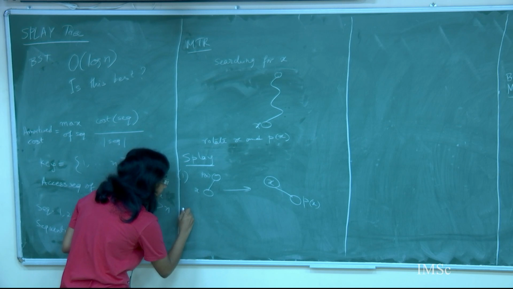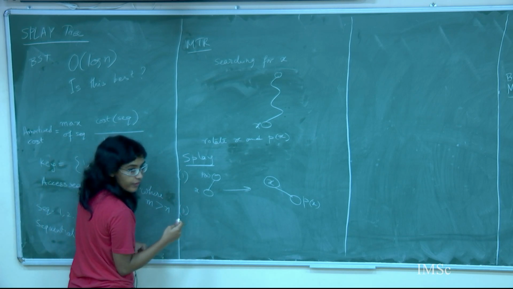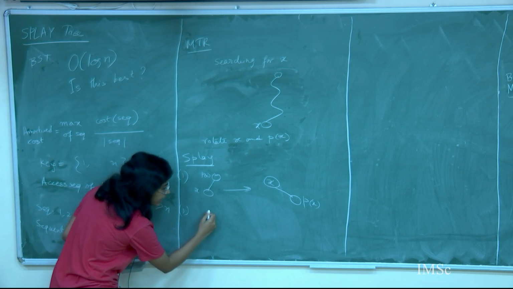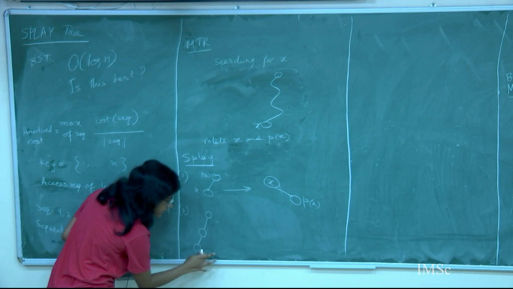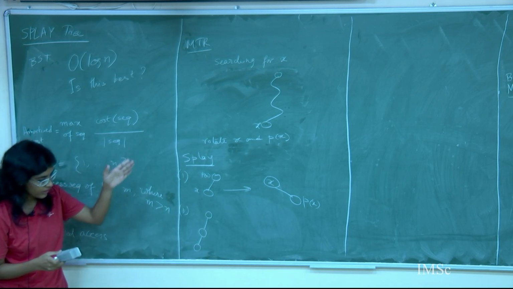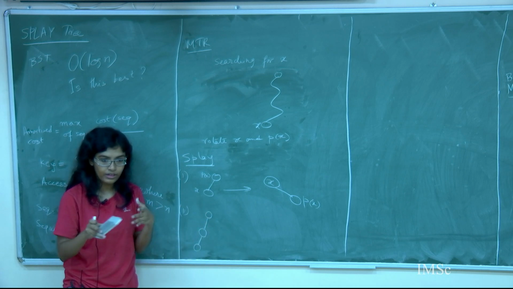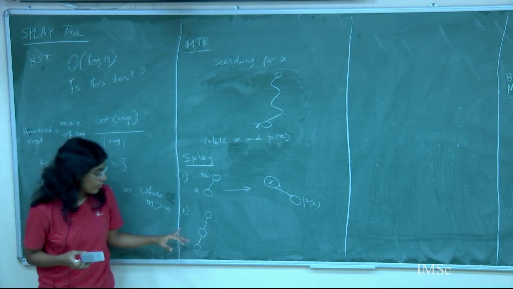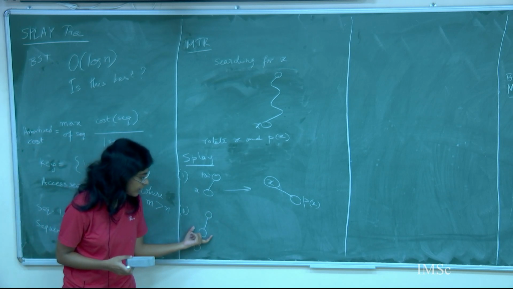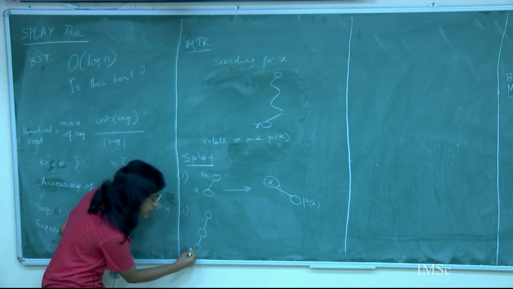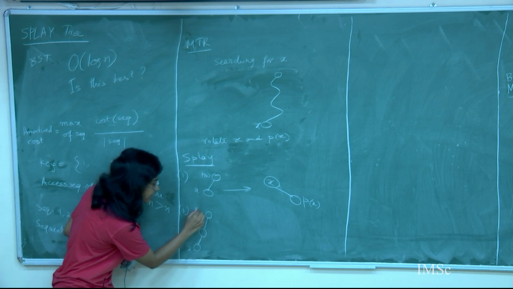Otherwise, you have a path to x. Just look at the grandparent and parent of x. How can it look? You can follow left left, or right right, or you can follow left right or right left. So the left left and right right will be the symmetric case. So let me first say what I do in this case. This is x, the element I am searching for. This is the parent of x, and say this is the grandparent of x.